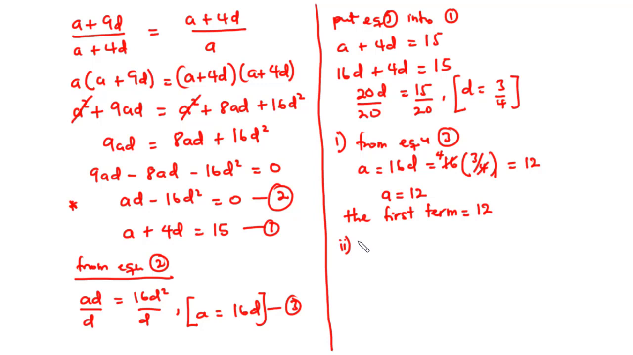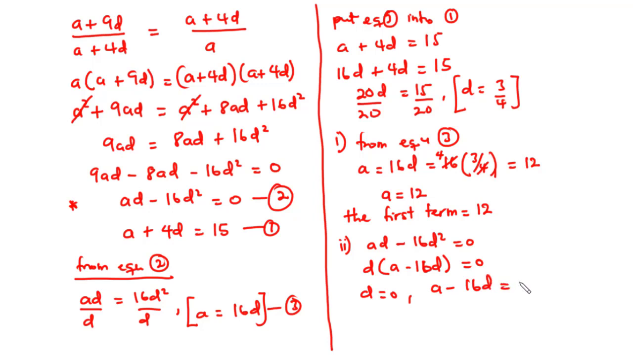So for II, the second one, we are supposed to find the non-zero common difference of the linear sequence. Now back to equation 2, we had ad minus 16d squared equals 0. Now let's factor out d. So we have d outside, and a minus 16d inside, equals 0. So we have d equals 0, or a minus 16d equals 0.